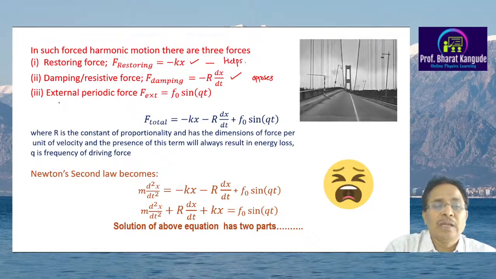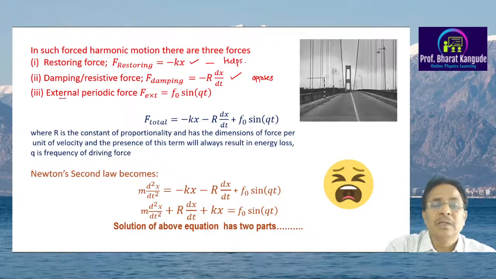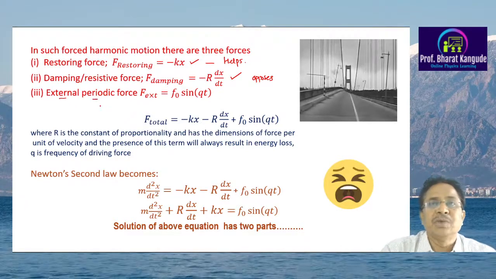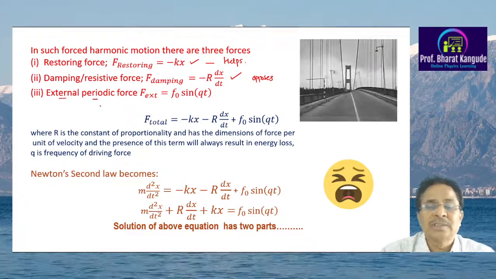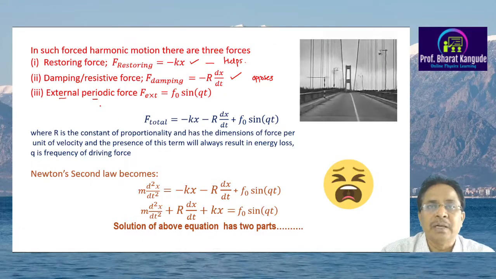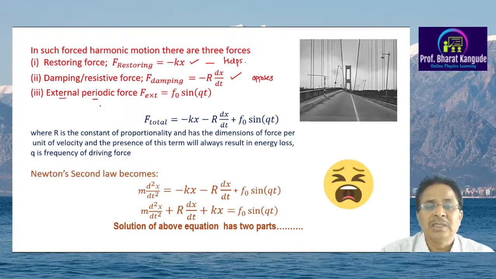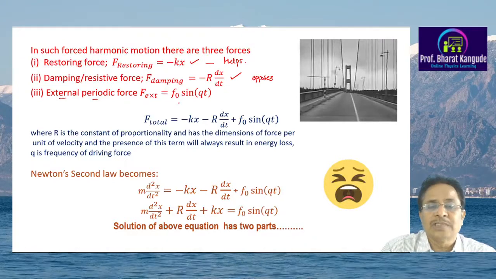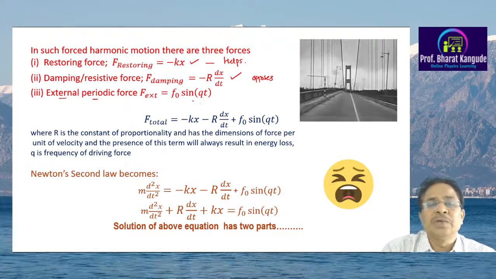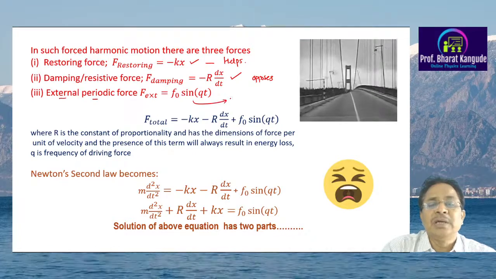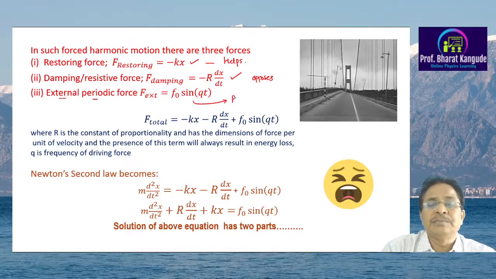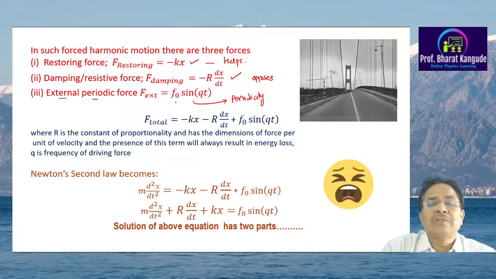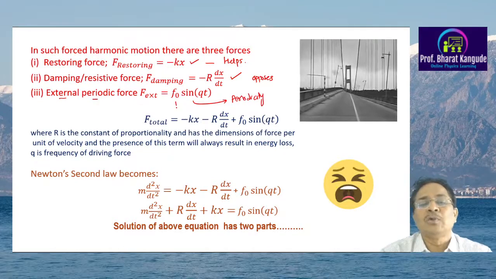And there is one more force, which is called external. External means from the outside. Periodic means this particular force comes into existence at certain specified time intervals. This force is given by the expression F0 sine qt. Now this sine qt ensures this periodicity, and F0 is the magnitude of this force.